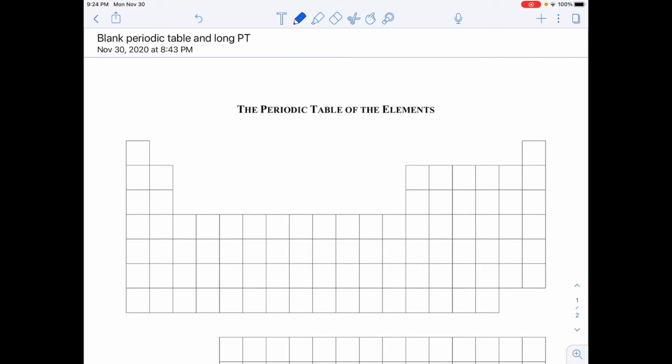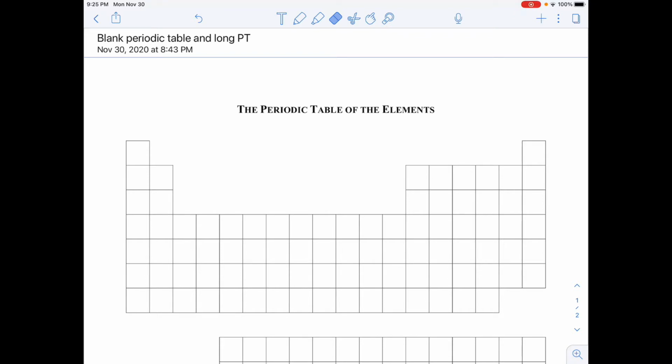We know that the modern periodic table is arranged by atomic number. So that's one proton, two protons, three protons, four, 5, 6, 7, 8, 9, 10, 11, 12, 13, 14, 15, 16, 17, 18, 19, 20, 21, and so forth. So protons increase as we go across the periodic table. And if we know the number of protons, assuming it's a neutral atom, we also know the number of electrons.